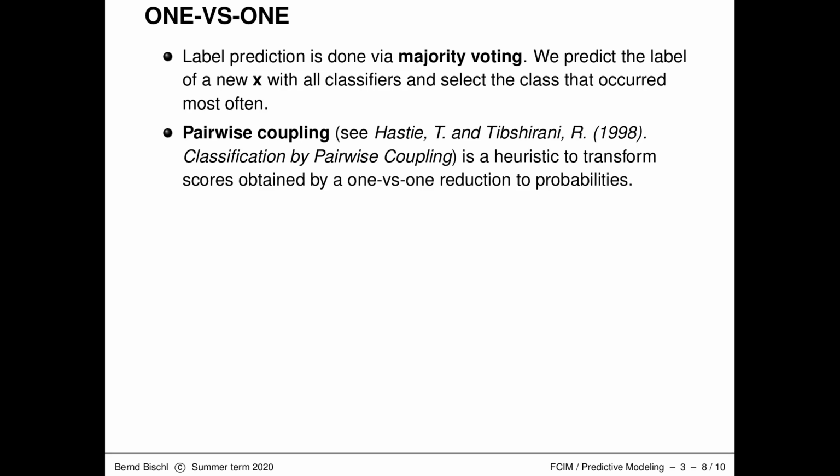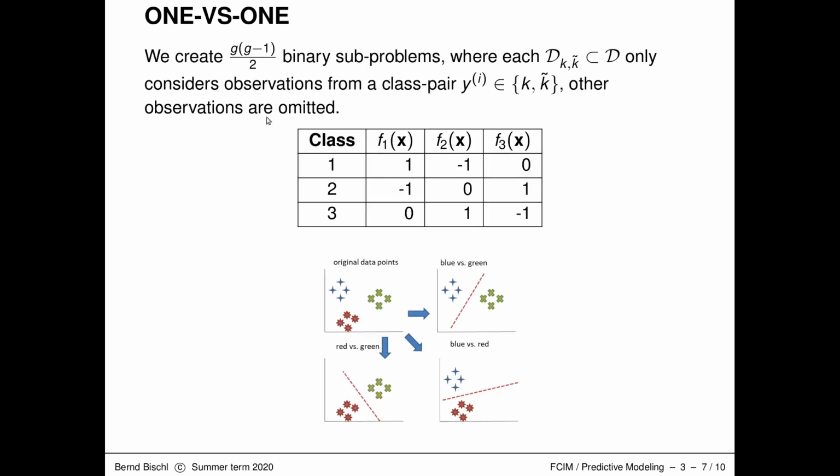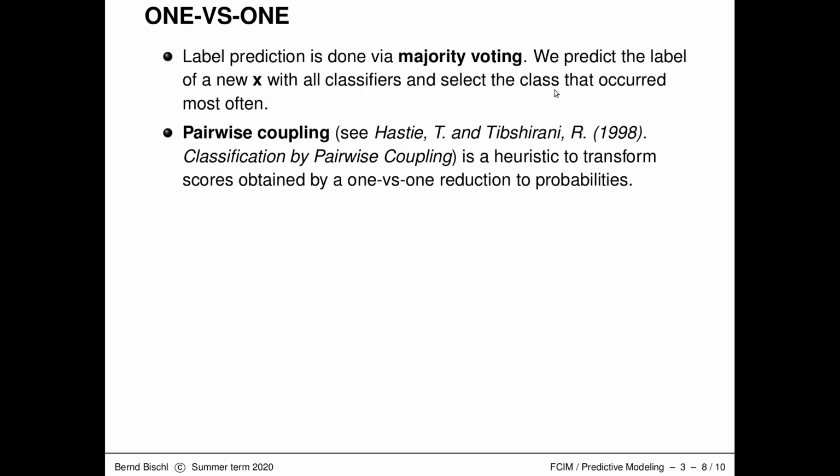So usually you would assume that your binary classifiers can all output hard labels. Well, they can always do that, right? Even if they predict scores or probabilities, you can just turn these by thresholding into hard labels. And then you simply perform majority voting. So you predict a new observation X with all binary classifiers, and you count how often class 1, class 2, class 3, class 4, and so on is predicted in these binary comparisons. And then at the end, you simply select the class that occurred most often in these binary predictions.